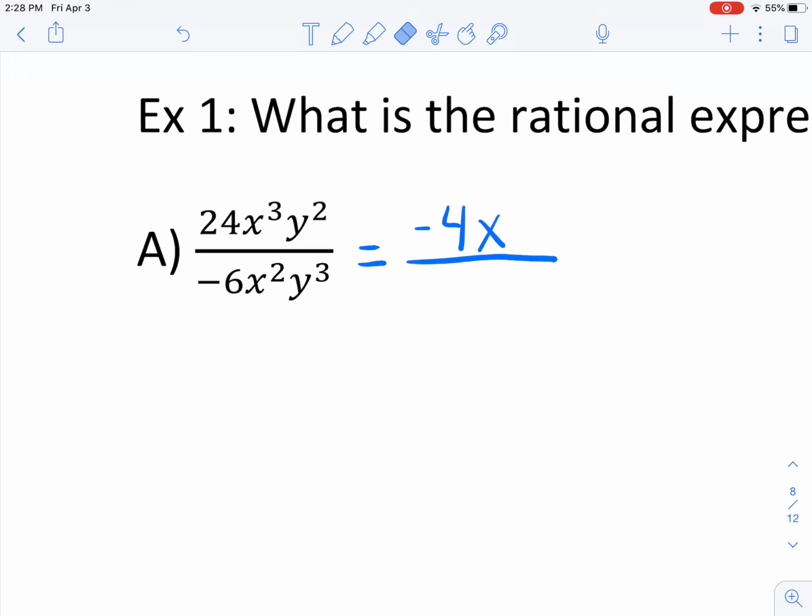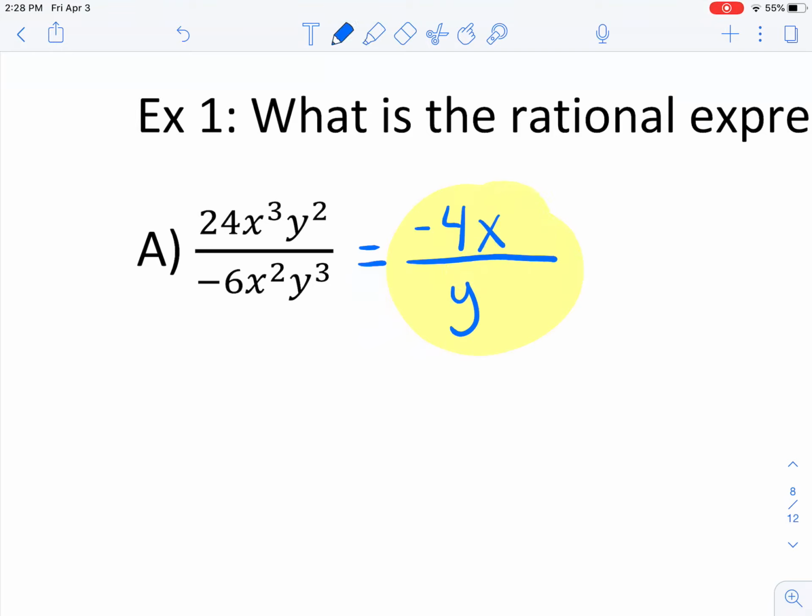And then we have y squared over y cubed. So again, we're going to subtract. The y cubed is on the denominator. So it's going to be 3 minus 2, but that exponent of 1 will be on the denominator there. One way you can think of that is if you have 2 y's up top, 3 y's on the bottom. If you cancel 2 of them out, you're still going to have 1 y on the denominator. So here is our simplified answer, negative 4x over y.